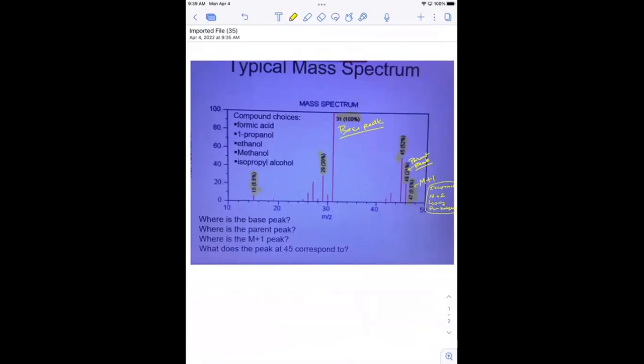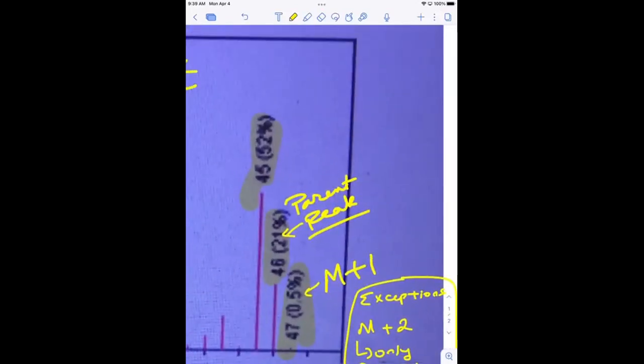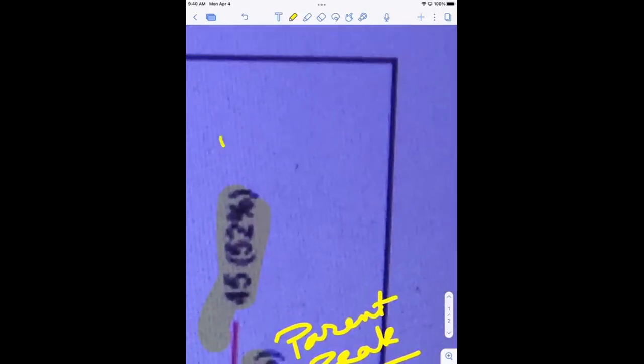So 45, if you look at that, how much mass would I have to lose to go from 46 to 45? How many grams per mole would I have to lose? So I have a molecule that has a mass of 46 grams per mole. How much of that mass would I have to lose to go from 46 to 45 grams per mole? 1 gram per mole. And there's only one atom in the periodic table that has that, and that's a proton.